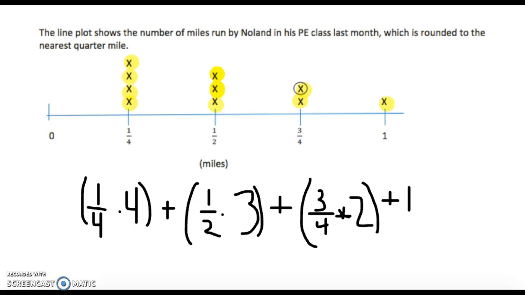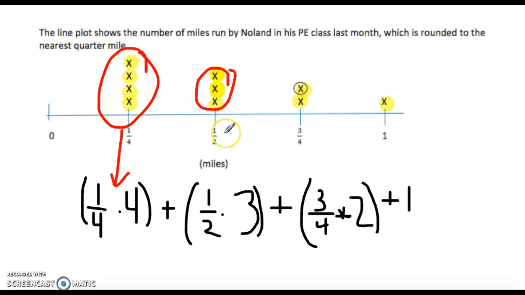Okay, so I'm going to switch colors here for a minute. You can see that these 4 X's right here were all worth 1/4, and that's represented by this parenthesis here. These 3 X's were all worth a half, and are represented by this pair of parentheses here. These 2 X's were each worth 3/4, as represented right here, and this 1 X was worth 1. Since it was only one number, I didn't need a set of parentheses for it.